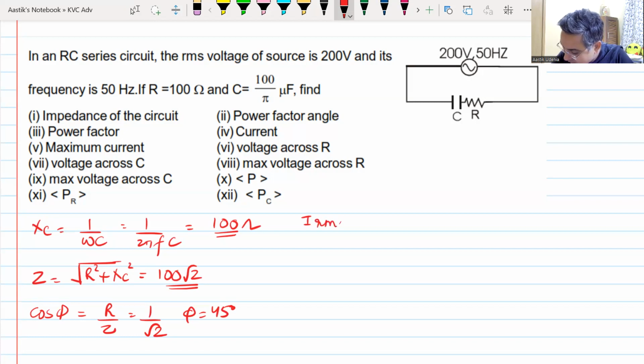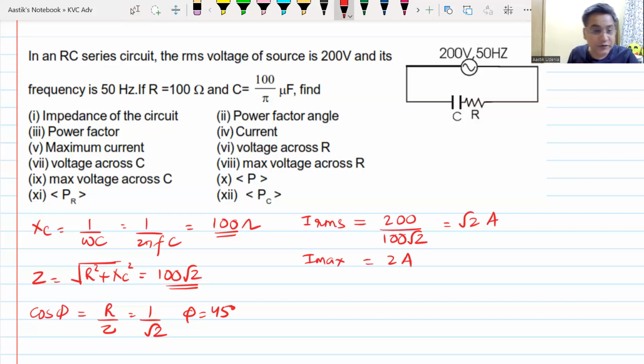Then you have to find out the value of current. That means you have to find out the value of RMS current. How do you find out the value of RMS current? VRMS divided by impedance. So how much is VRMS? Remember 200 volt is given, so that will be VRMS. So this will be 200 divided by 100 root 2. So I think you will get it as root 2 amperes. The maximum value of current will be IRMS multiplied by root 2. So the maximum value will become 2 ampere.